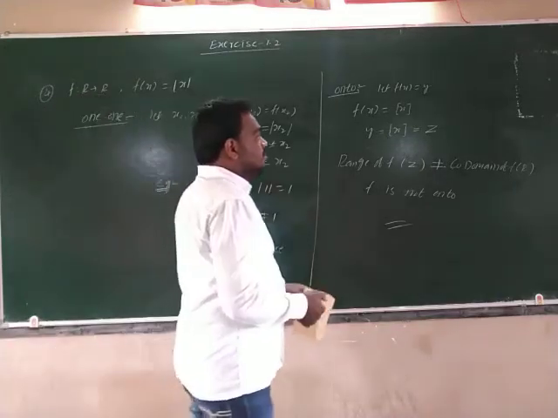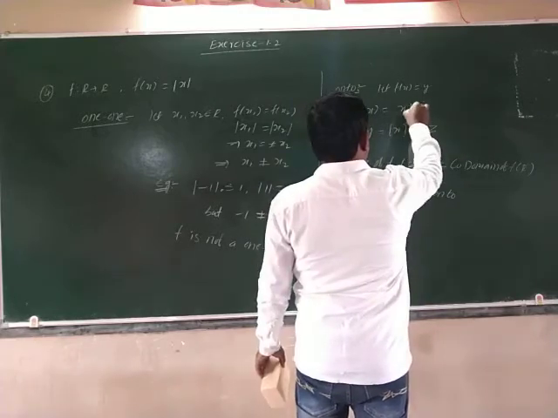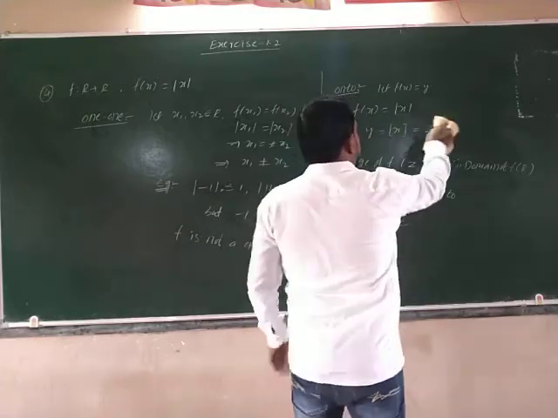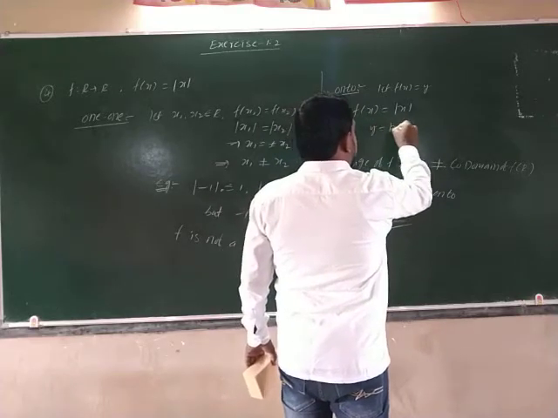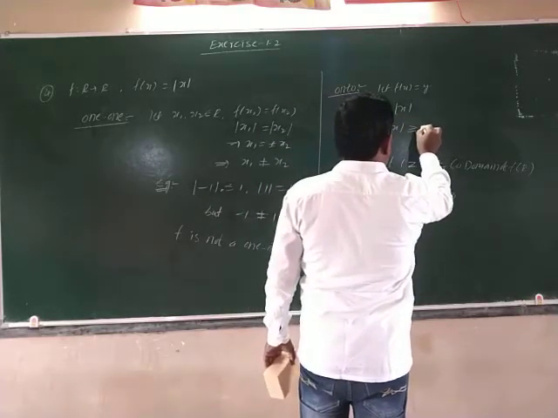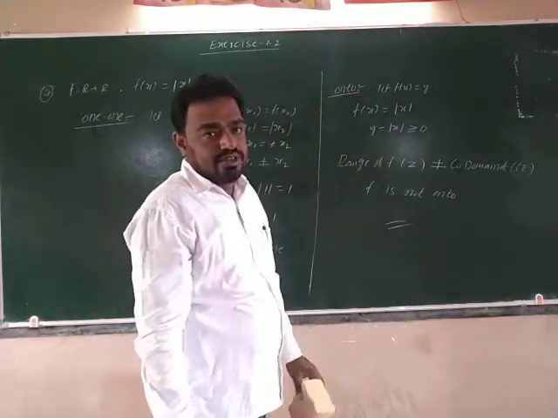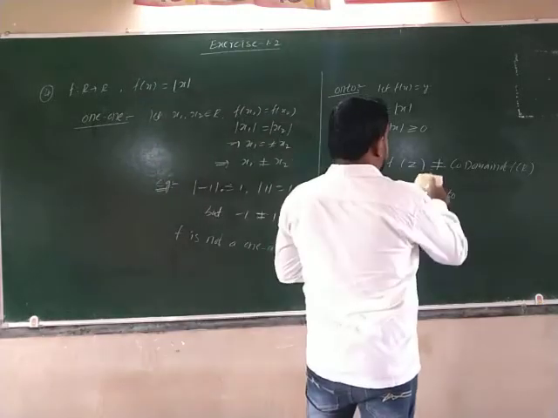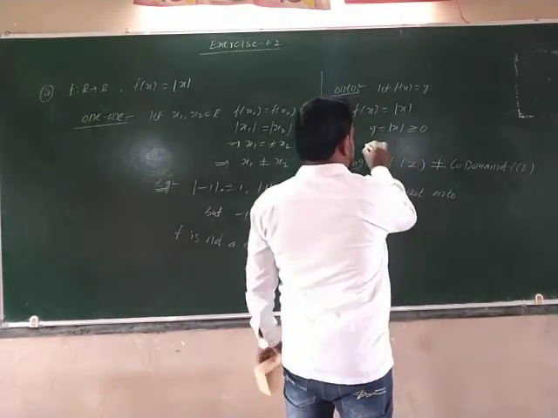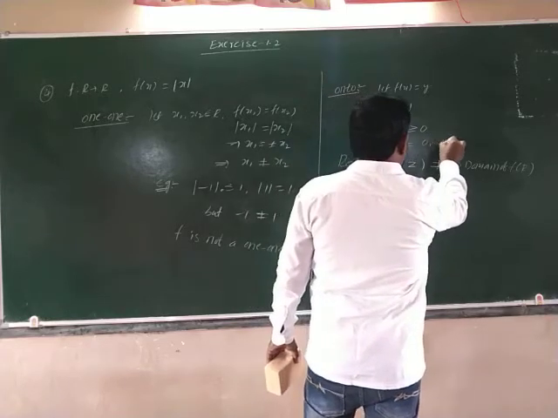Coming to onto, f of x is equal to mod x, that is y is equal to mod x. Mod x is always greater than or equal to 0. The mod function gives what? Positive numbers. What are the positives? 0 to infinity. Next is the range of f. That means the range is equal to 0 to infinity.